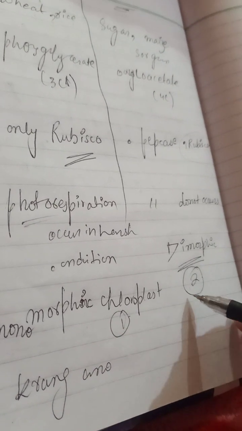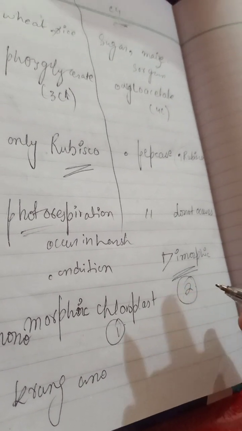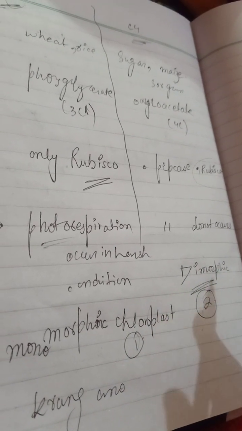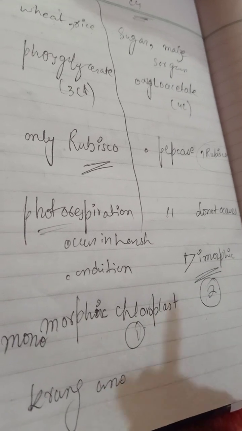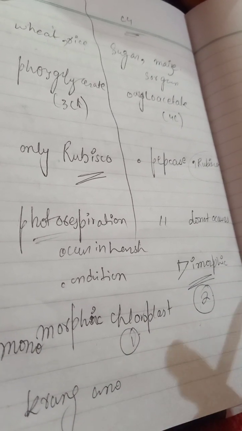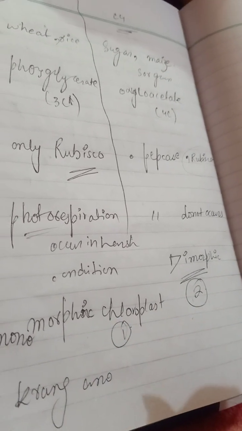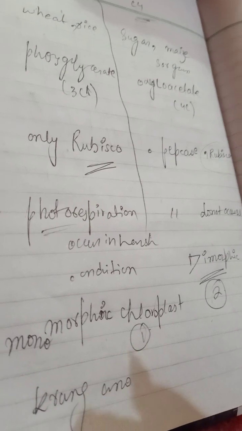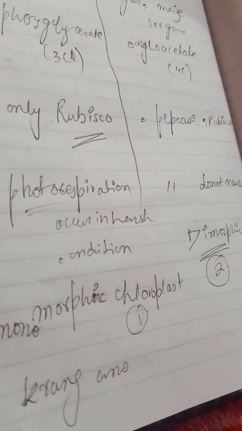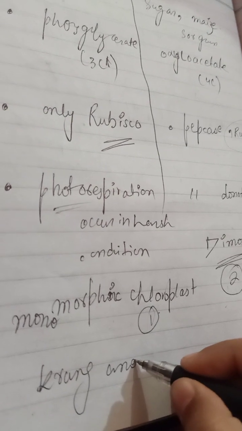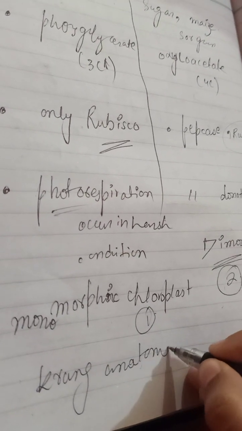Yeah, one more point I want to discuss here is that we have two cells where the C4 pathway was occurring. One was the mesophyll cell and the other the bundle sheath cell. As you all know, the mesophyll cell has grana, so that's why we call it granal, and the bundle sheath has no grana, so we call that agranal, okay. So the next point was Kranz anatomy, which is absent here.